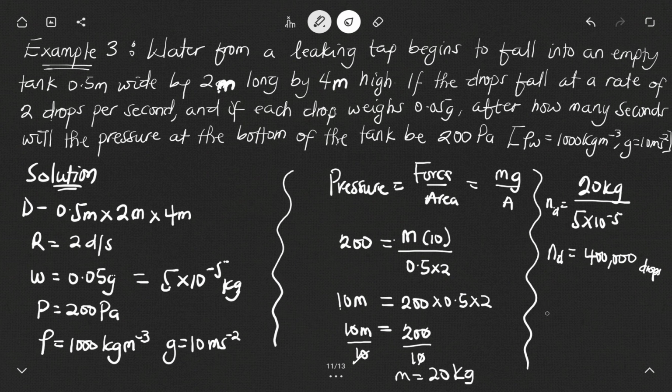So the time in seconds, let me make it ts, will be nd, the total number of drops, divided by the rate. So our time in seconds will be nd, which is 400,000, divided by the rate, which is 2 over here. If I compute this on my calculator, 400,000 divided by 2 will give me 200,000. So it means it is going to take 200,000 seconds for the drops one by one to fall into this tank to reach a mass of 20 kilogram and to exert a pressure of 200 pascal at the base of the tank.